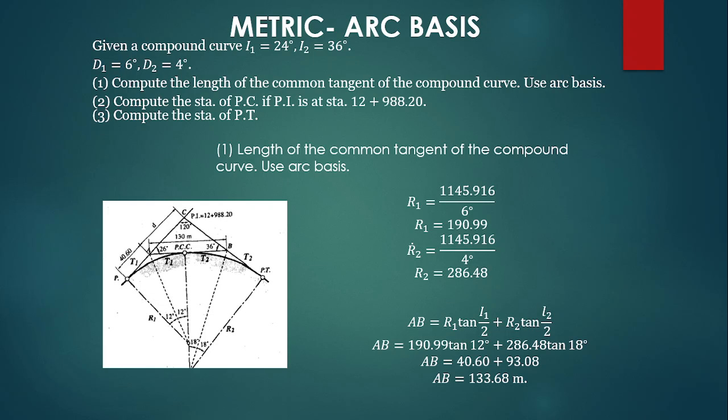So 1, compute the length of the common tangent of the compound curve using arc basis. Arc basis tayo, no? So for us to have the value of R1, we will use 1145.916 over D, and the value of D1 is 6 degrees. So R1 is equals to 190.99 meters. Yes. So R2 ganun din, 1145.916 over D. So the value of D is 4 degrees and R2 is equals to 286.48.